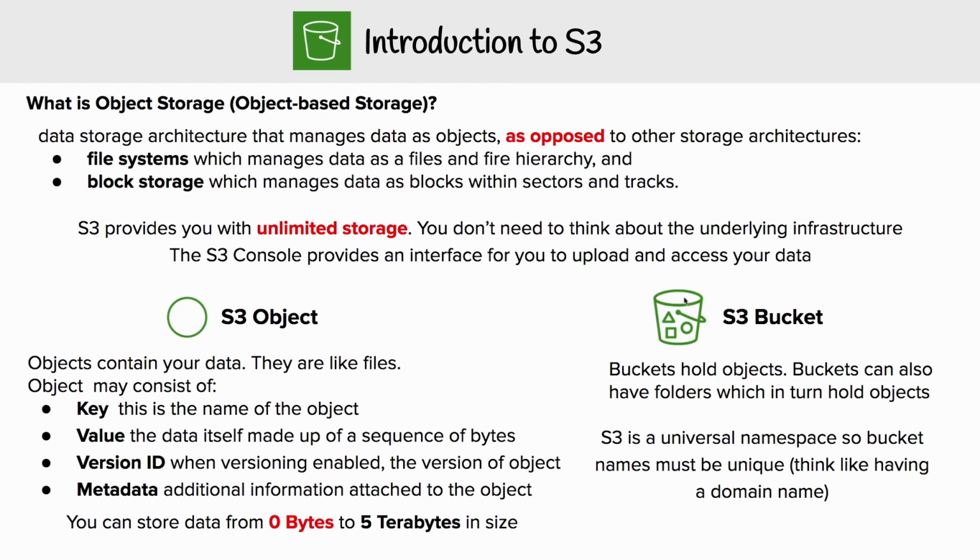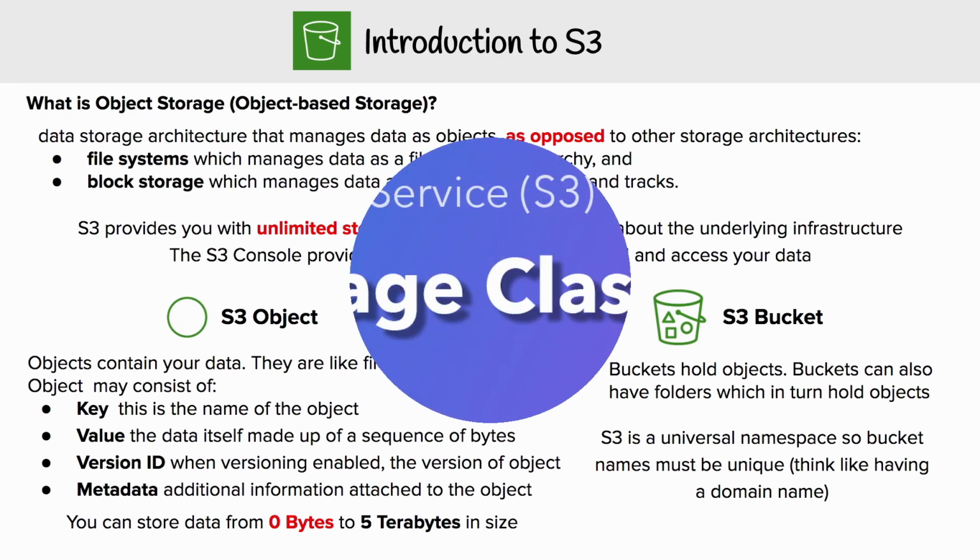So buckets have a concept called folders, and so you can have those objects directly in that bucket or in those folders. When you name an S3 bucket, it's using a universal namespace. So the bucket names must be unique. It's like having a domain name. So you have to really choose unique names, okay?